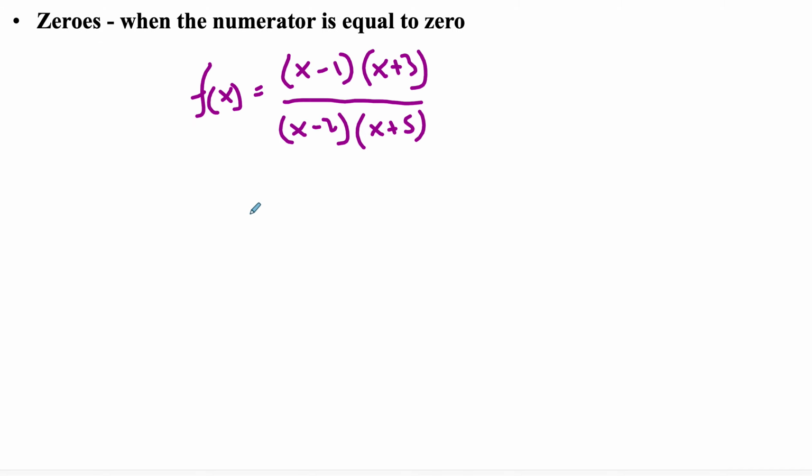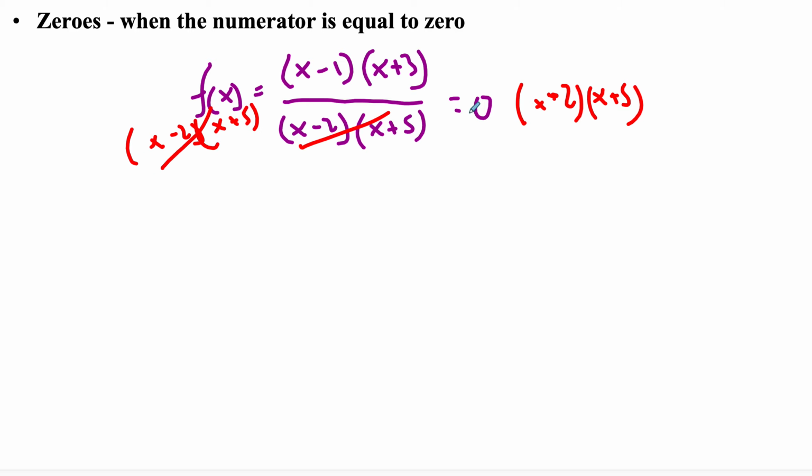So let's get started. Let's say we're looking for these zeros. That would be when the numerator is equal to 0. So we're looking for the zeros, aka when the y value is equal to 0, so when this whole thing equals 0. Now if I were to multiply both sides by the denominator, x minus 2 times x plus 5, it would cancel out here, and 0 times anything is 0. So really what I'm looking for is when the numerator, the top, equals 0. So in this case, we'd say that the zeros are 1 and negative 3, those two x values.